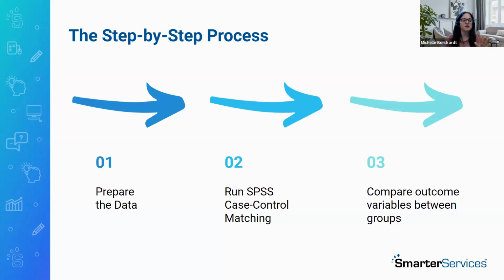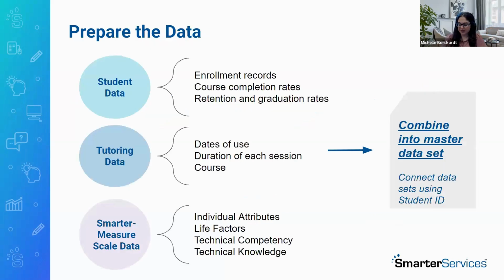So you get your data, you find your matched comparison group, and then once you have that, you can actually compare the outcomes for students who use tutoring versus the matched group that did not use tutoring. So for preparing the data, we had 3 different data sources. First we had to gather all of our student data, which is basically everybody who was enrolled within the time frame. We looked at a 3-year time frame, and that's where you're usually pulling in your outcome data as well. So those course completion rates, retention, and graduation rates.